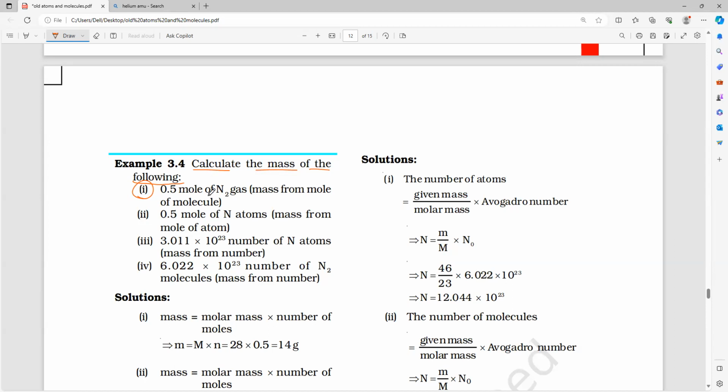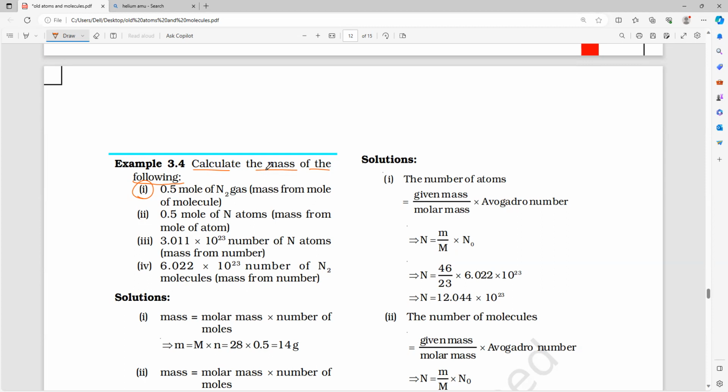0.5 moles of hydrogen. First, what are they asking us to calculate? Mass. Yes, they're asking mass. So mass means immediately your mind should say something to you. What is your mind saying? I said it already. Mass. Immediately your mind should say you have to calculate the molar mass. Am I right or wrong? Everybody. So let us see that now.